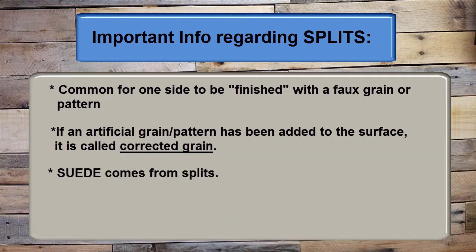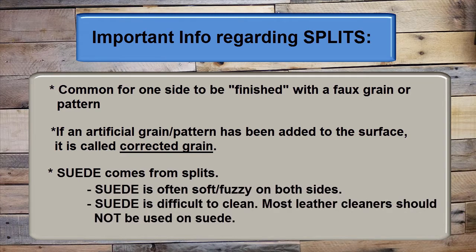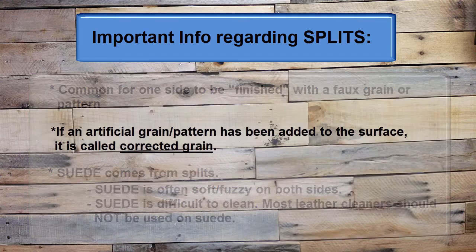Splits are also the part of the hide where suede is often created. Suede is left soft, almost fuzzy-like on both sides. It can be appropriate for some applications, but it stains very easily and is difficult to clean. In fact, most leather cleaners and conditioners can't be used on suede.